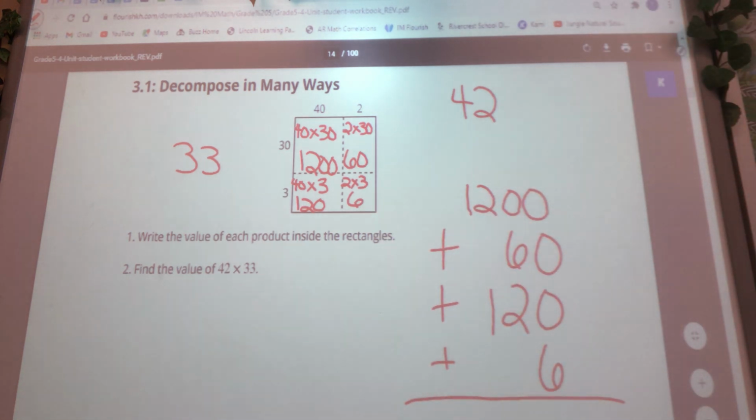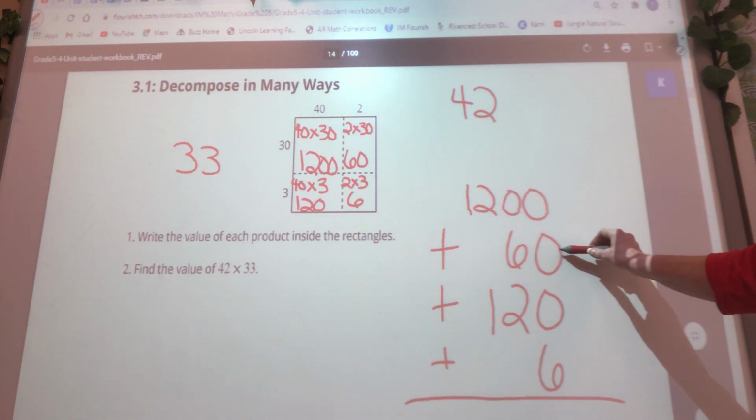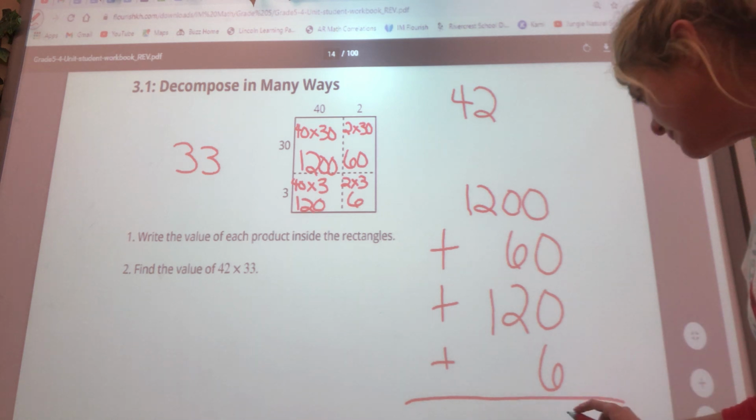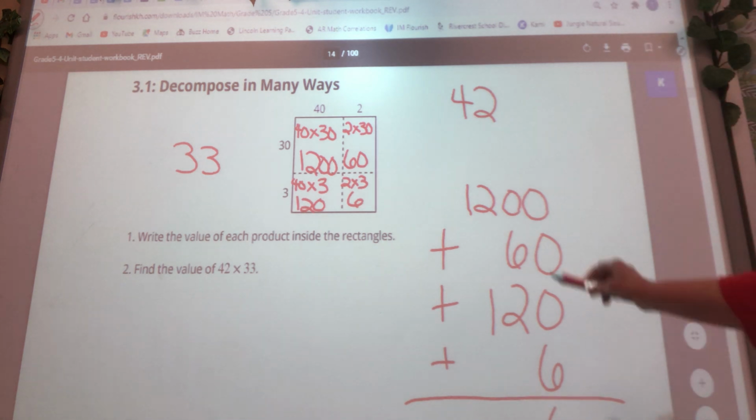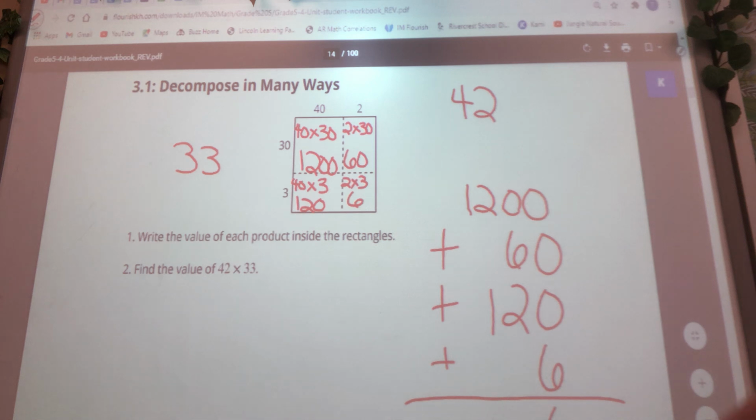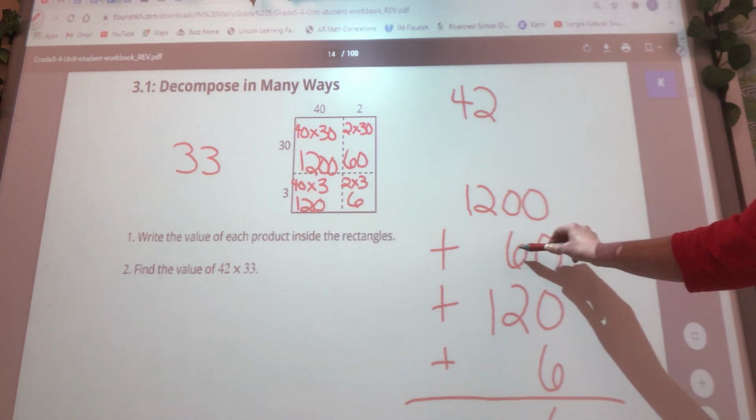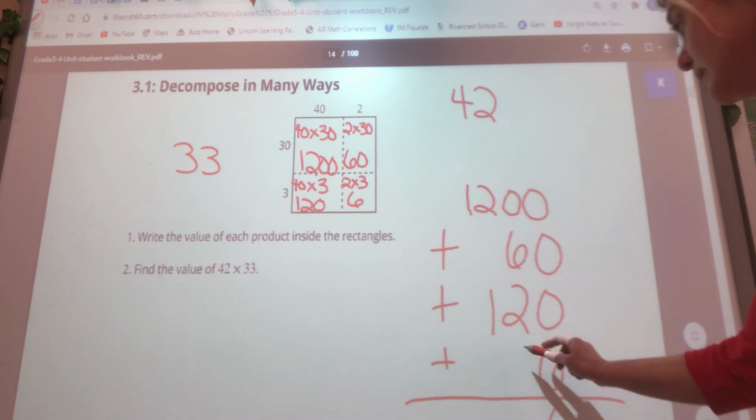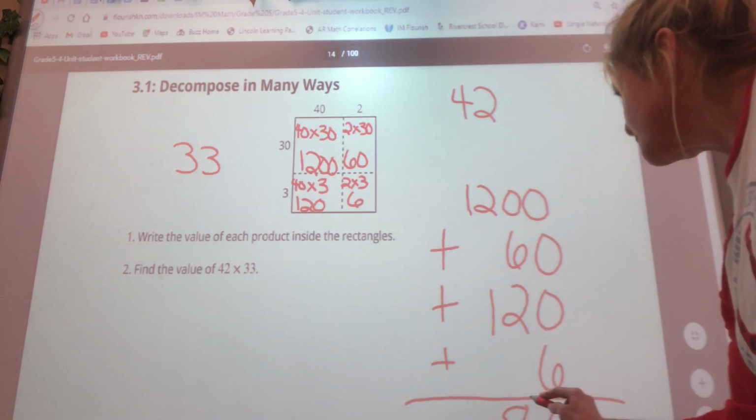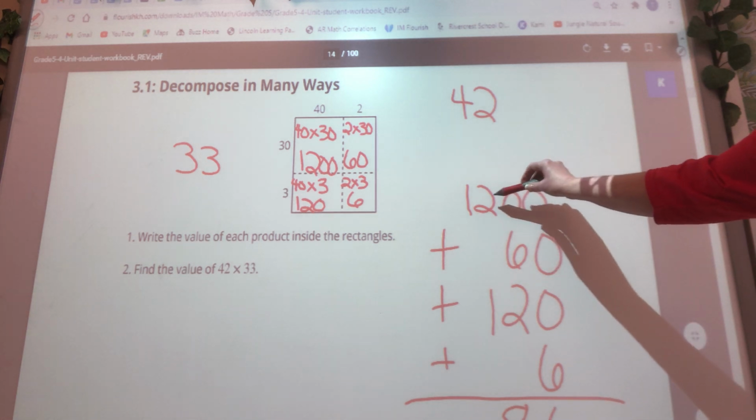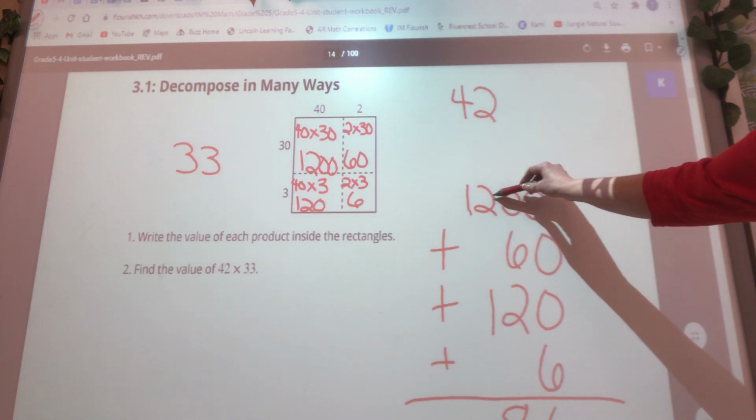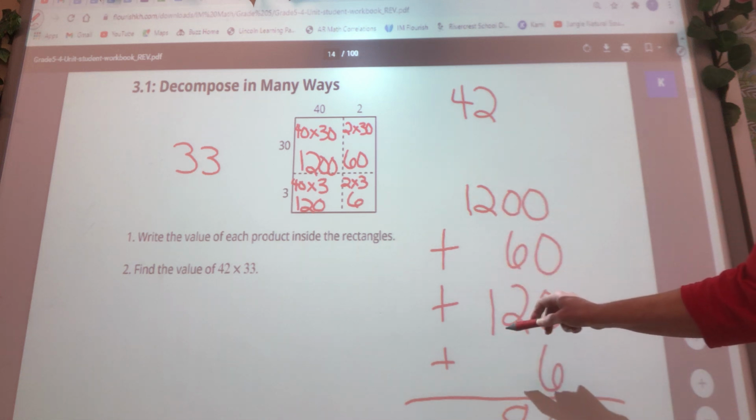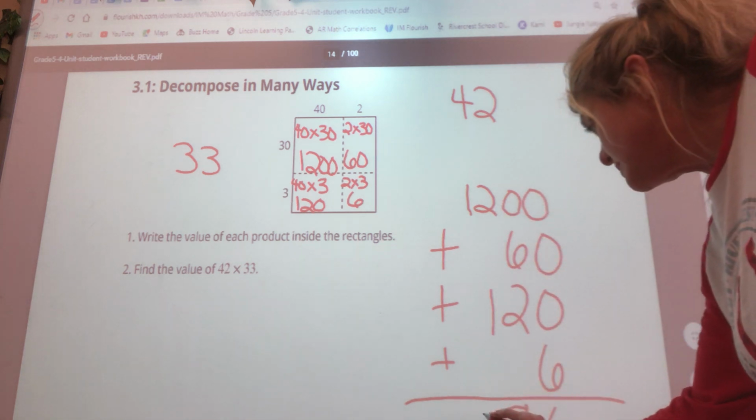And if we add all those together, we have 0 plus 0 is 0, plus 0 is 0, plus 6 is 6. And then in our tens place, 0 plus 6 is 6, 6 plus 2 is 8, and 2 plus nothing is still 8. In our hundreds place, 2 plus nothing is still 2, 2 plus 1 is 3, and 3 plus nothing is still 3.